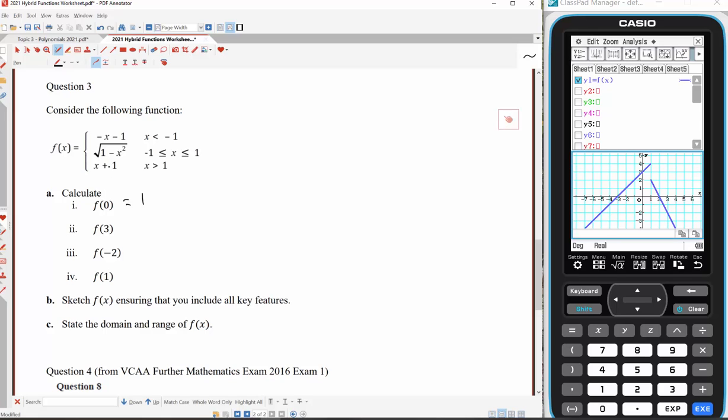3 is going to go into this one here, which is 4. Negative 2 is going to go into this one here. Negative 2 gets negated, which becomes 2. 2 take away 1 is 1. Where's 1 going to go? 1 goes into the circle, so that is going to be 1 take 1 is 0, square root of 0 is 0. Sketch its graph, ensuring that you include all key features.